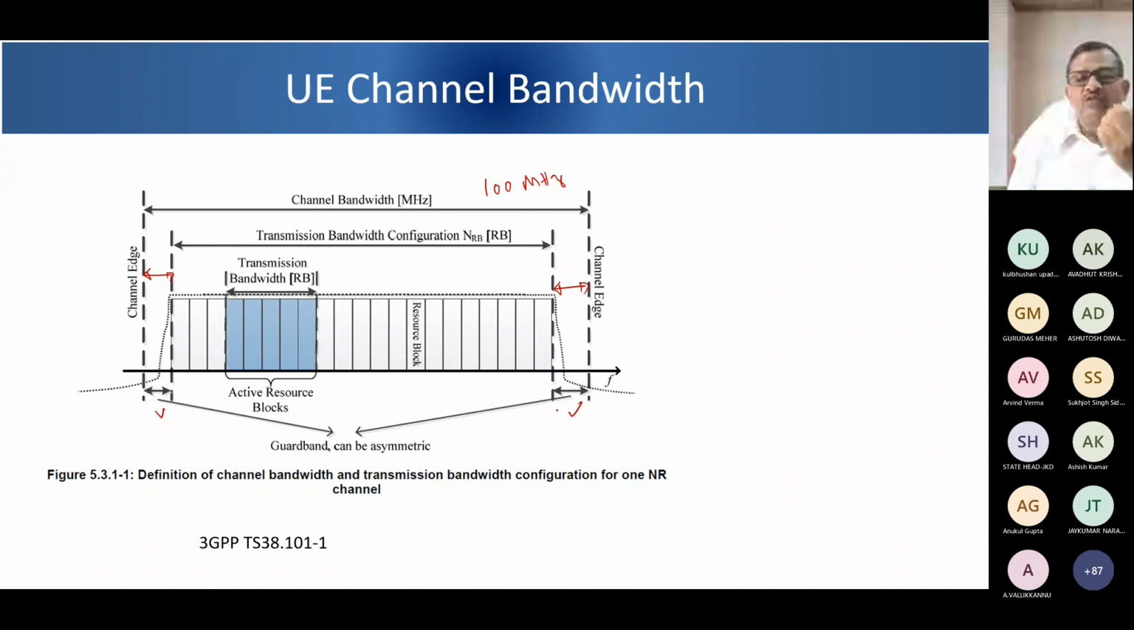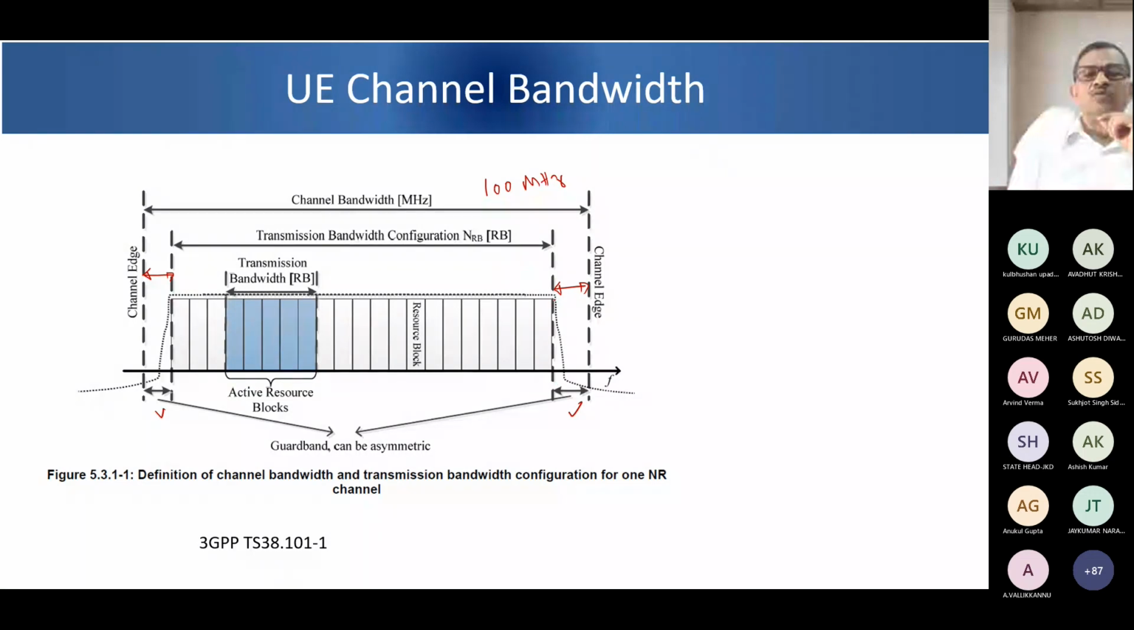You may use multiple numerologies within the same channel bandwidth. You can divide it into parts and use different numerologies, so we'll have a different guard band for different numerologies. I'll show you the figure later on in this slide.